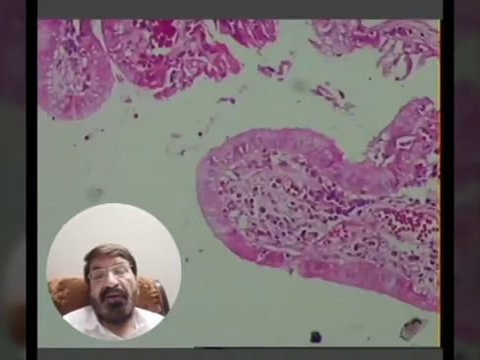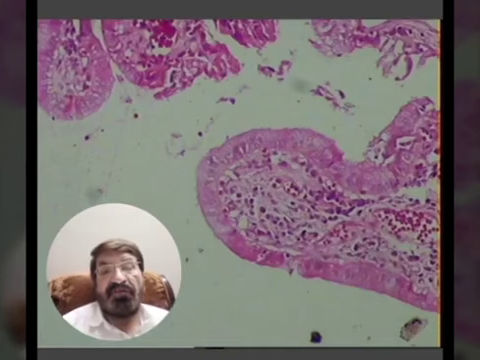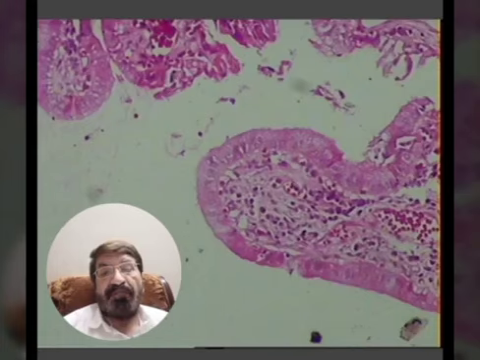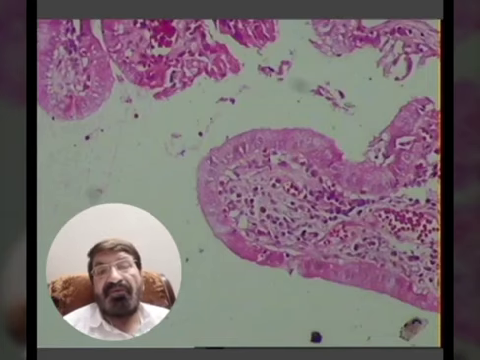In the gallbladder there are only three layers. From inside outwards, the first layer is the mucosa, then comes the muscularis, and the third one is the serosa. So there is no submucosa present in the gallbladder. The epithelium is the same, that is simple columnar epithelium.